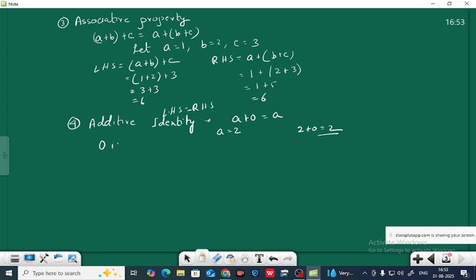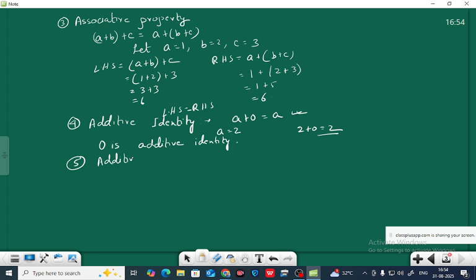0 is the additive identity. This is a plus 0 is equal to a, that is 0 can be said as additive identity. And number 5 is additive inverse.